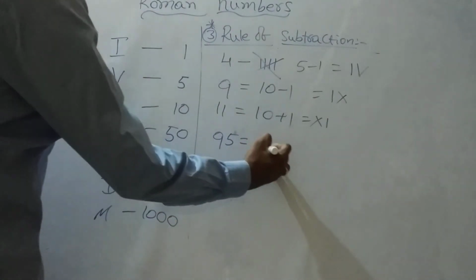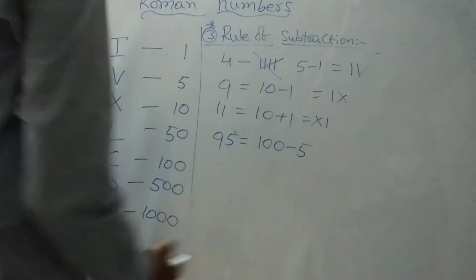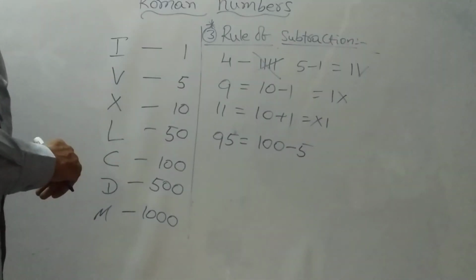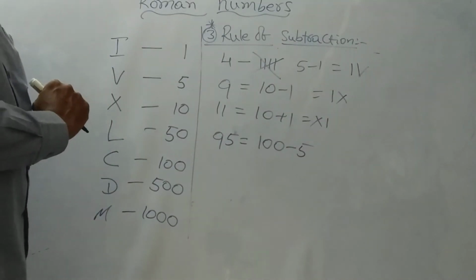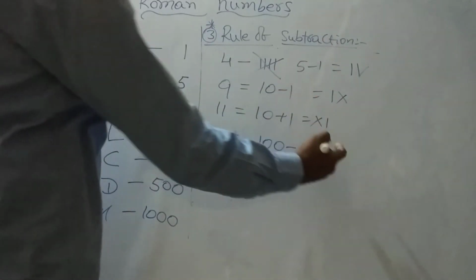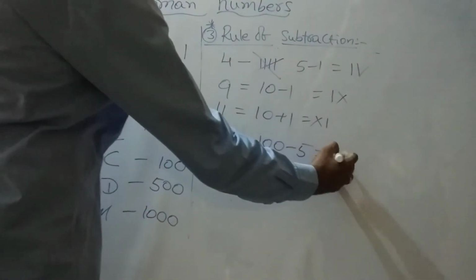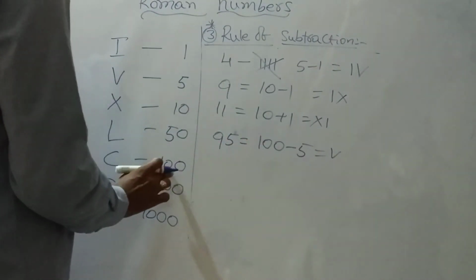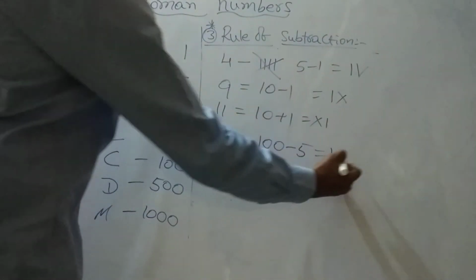Simply you will write 100 minus 5. Here, what is the larger symbol? 100. What is the smaller symbol? 5. Means the smaller symbol should be on the left side of the larger symbol. What is the 5 symbol? V. Larger symbol? 100. That symbol is C.